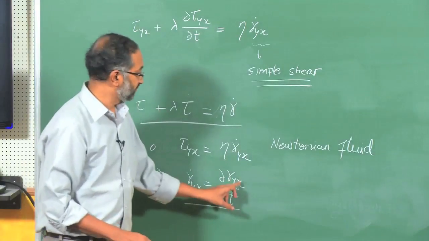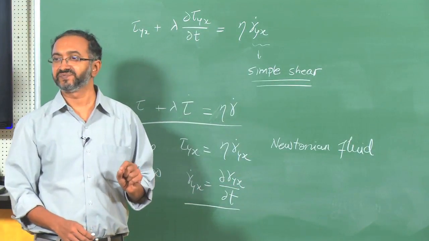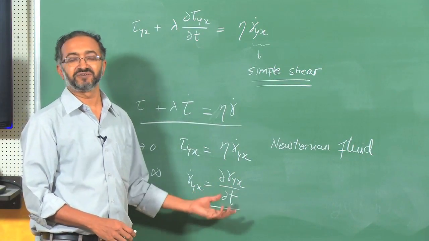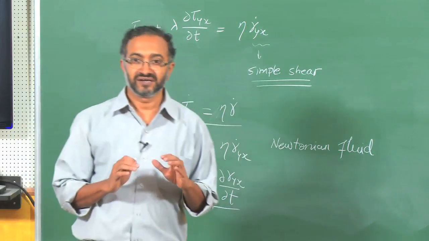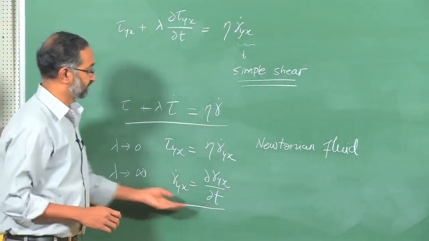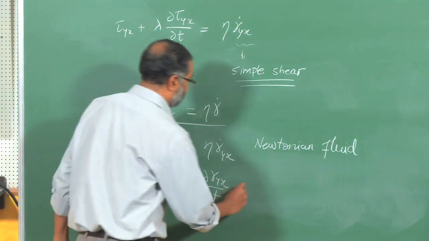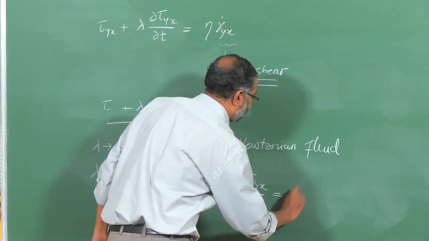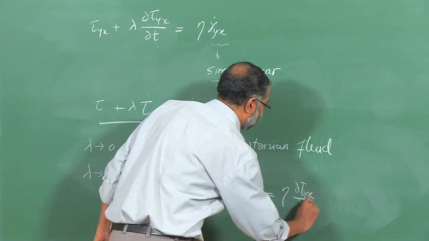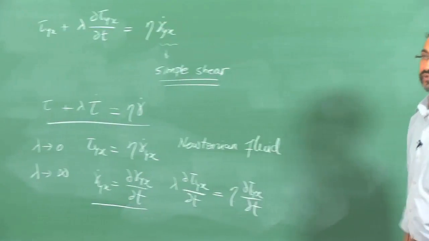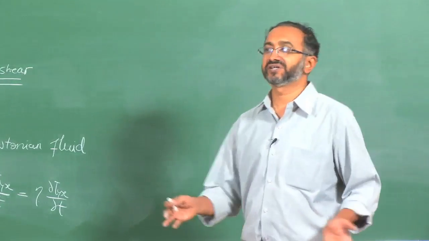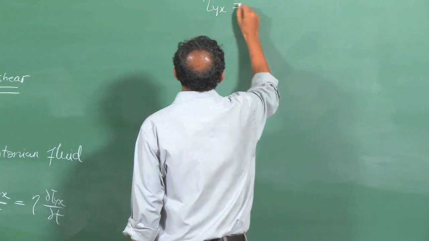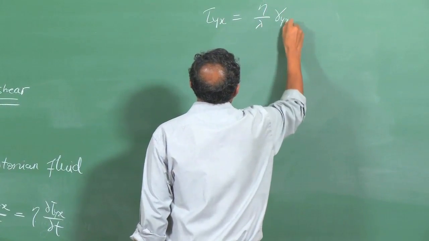In general, rate of strain is not the same as the strain rate tensor. We will need to find the convected rates of strain to get the strain rate, but given that deformation is small and we are going to only look at linear viscoelasticity for now, this relationship is fine. So, we have lambda del tau yx by del t is the same as eta del gamma yx by del t, and since the two derivatives are related to each other for any arbitrary amount of time, we have tau yx itself equal to eta by lambda gamma yx.